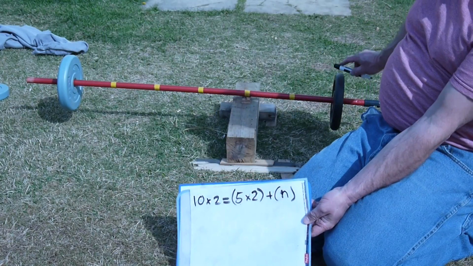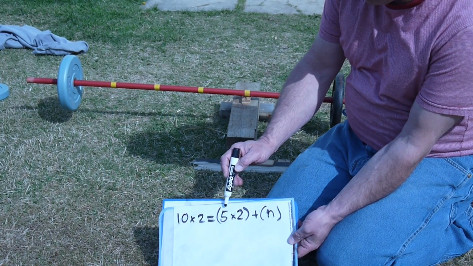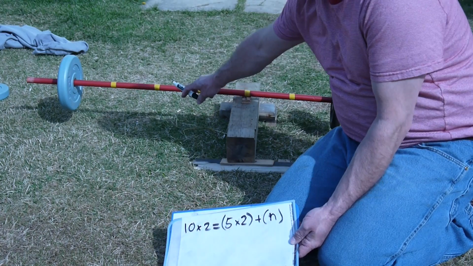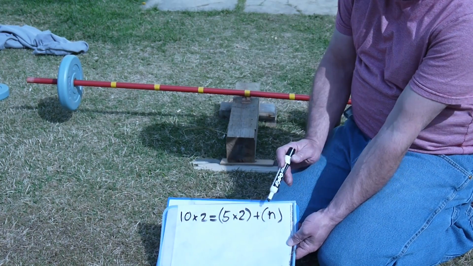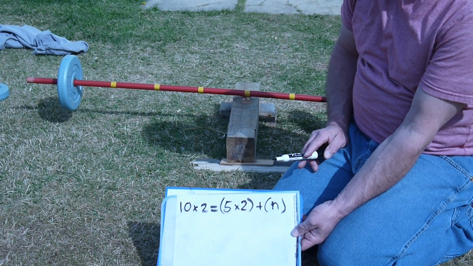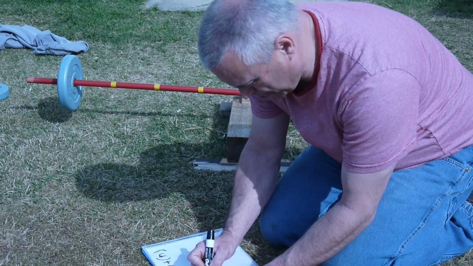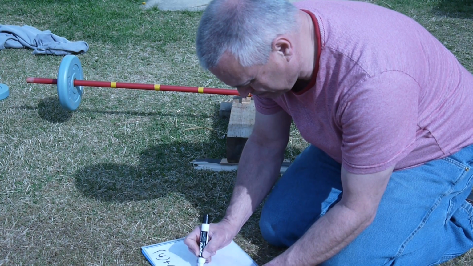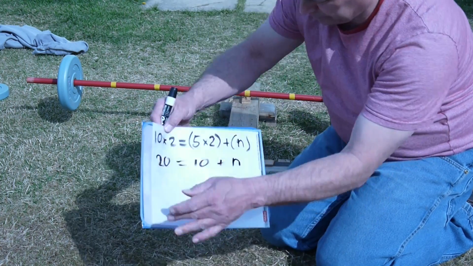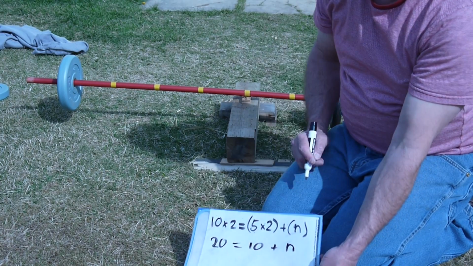That represents this big weight here. On this side, I'm going to move the 5-pound weight to the 2 position, which will go here. Now what the equation says, I need to add something to it to make it balance. So I'm just going to put the values in. $20 equals 10 plus n.